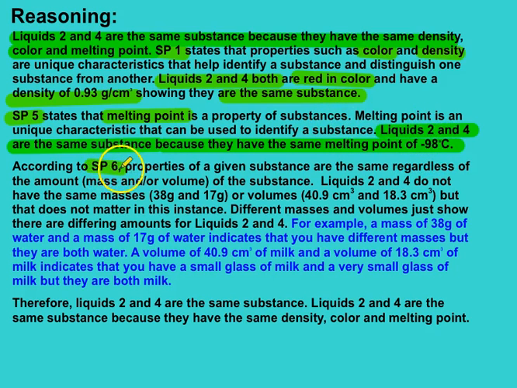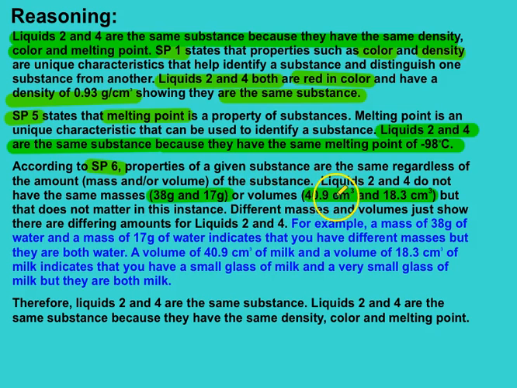Same thing for scientific principle number 6. Properties of a given substance are the same regardless of the amount. So if you look at your data table, even though they don't have the same masses and volumes, it doesn't matter. The scientific principle says it does not matter. Again, look at this. Now, for your evidence, some of you didn't get a 3 or a 4 because you didn't state these at all. You just said, oh, liquids 2 and 4 don't have the same masses, but this doesn't matter. They don't have the same volume, but it doesn't matter. But because you didn't state these numbers, you might have only gotten a 3 for your evidence.